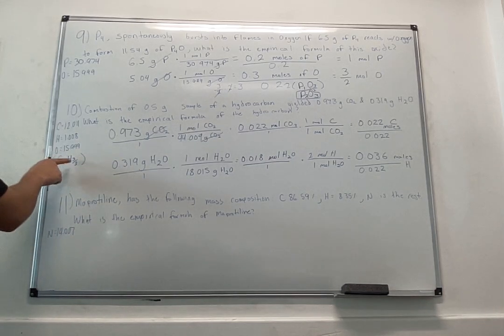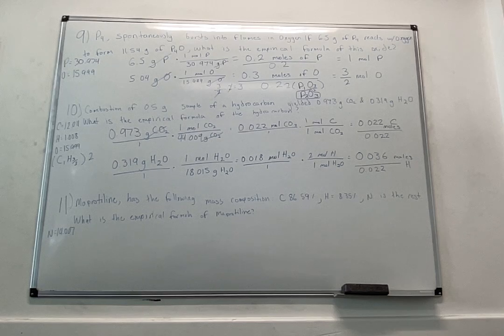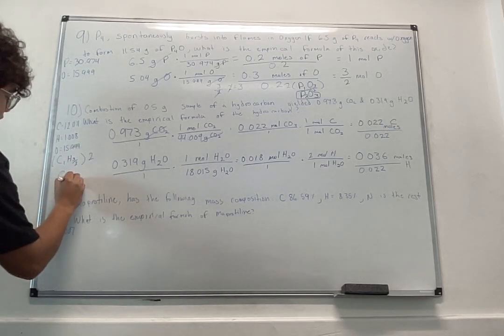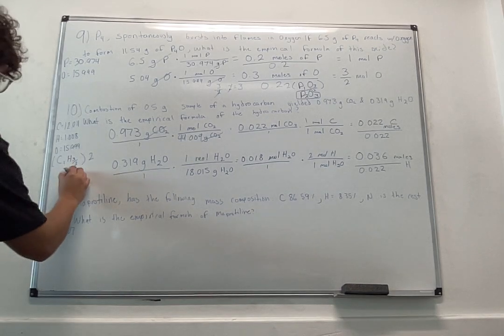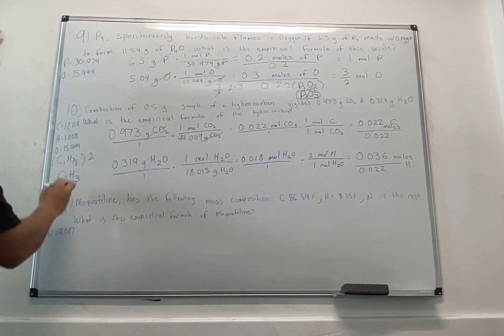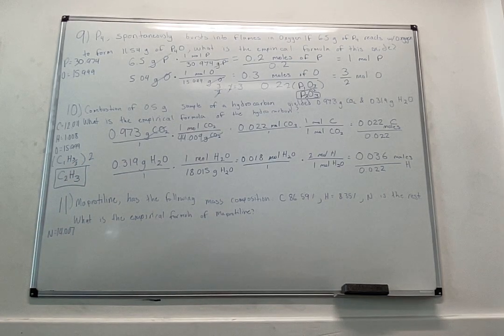Okay. A 2 would get me to get rid of that fraction, 3 over 2. So if we go ahead and multiply, C1 times 2, we got C2. And then H3 over 2 times 2 would just be 3. So C2H3 would be our answer for number 10.